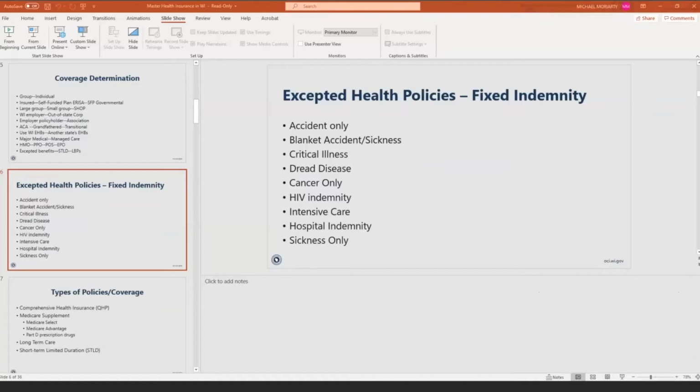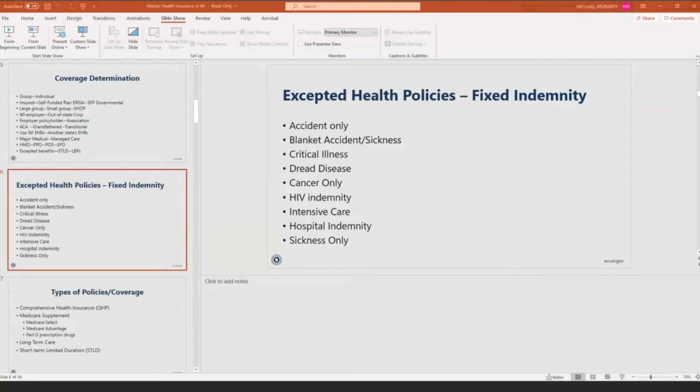Cancer only policies exist, and again, that's only if you receive a diagnosis of cancer. There are HIV indemnity policies. Again, they're indemnifying you against the chance of you getting HIV, and then they're going to pay you a fixed amount. There's intensive care policies. What happens if you end up in an ICU and you're concerned about being there for 4 months and you're not going to have enough coverage? So you can buy this for another piece of insurance in your mind.